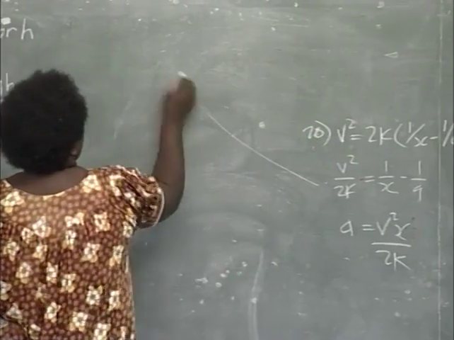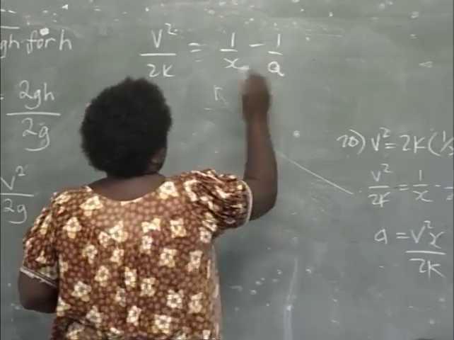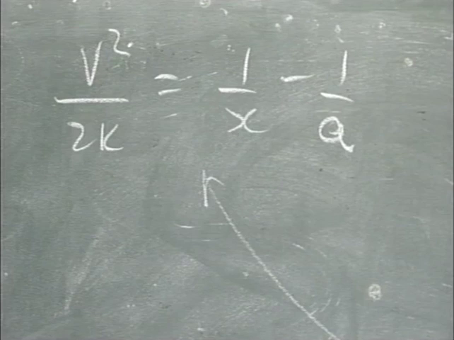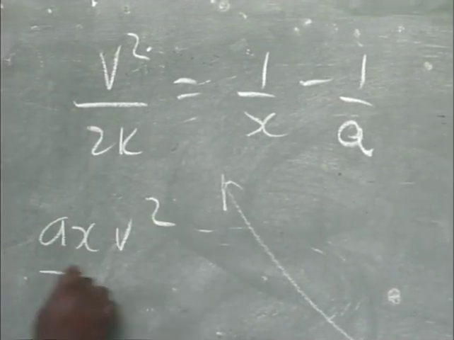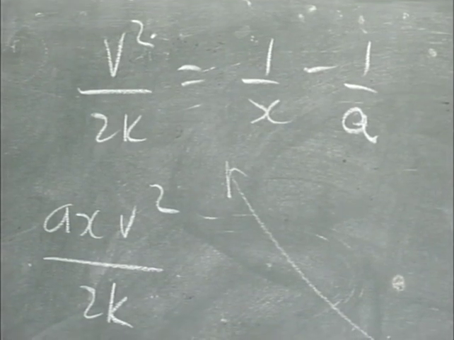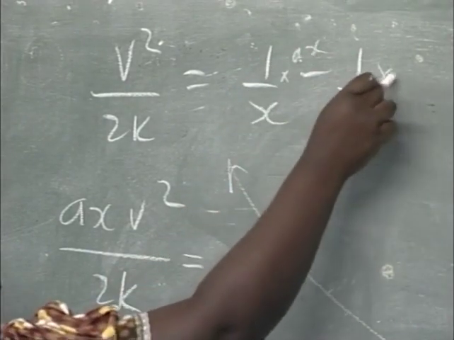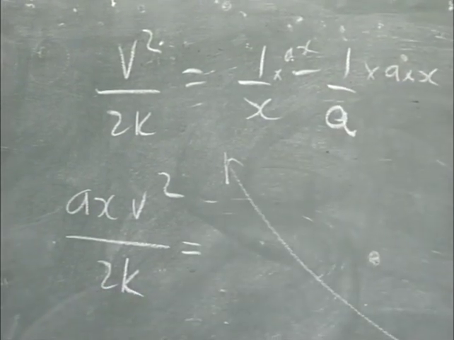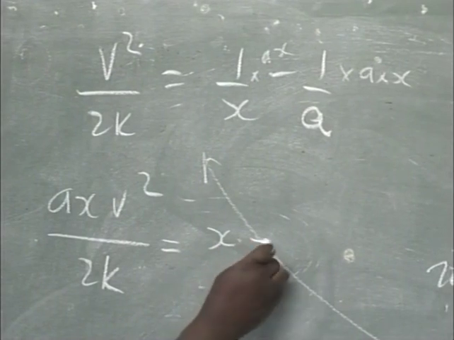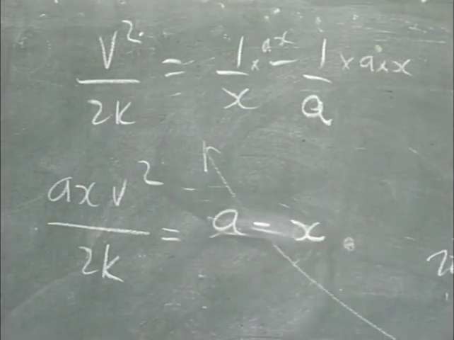Okay, from this point, you will get v squared over 2k equals 1 over x minus 1 over a. We want a, so multiply by ax on both sides because that's the lowest common multiple of a and x. So when I do that, I will get ax v squared over 2k. Are you following? Okay, and then equals, I multiply this by ax and I also have to multiply this by ax. Okay, and then I will get x minus a, sorry, the other way around, a minus x.